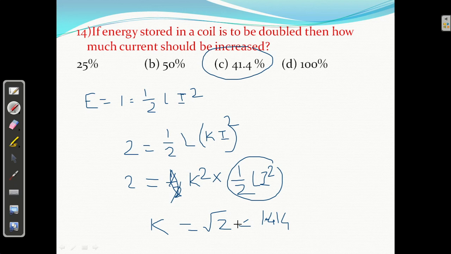This gives the idea of how to get the answer, okay? And once your concept is clear on how to get your answer, you can solve any problems, okay? So I'm going to rub it.